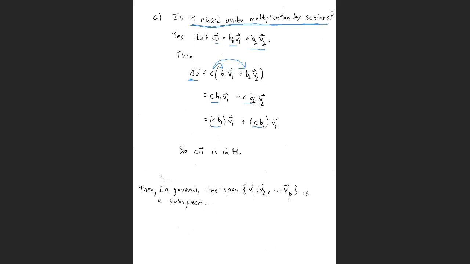So does the vector Cu, is it in my space H? Is it in the span of V1 and V2? It is. So therefore, Cu is in space H, and space H is closed under multiplication by scalars. And you've satisfied the three conditions for H to be a subspace.